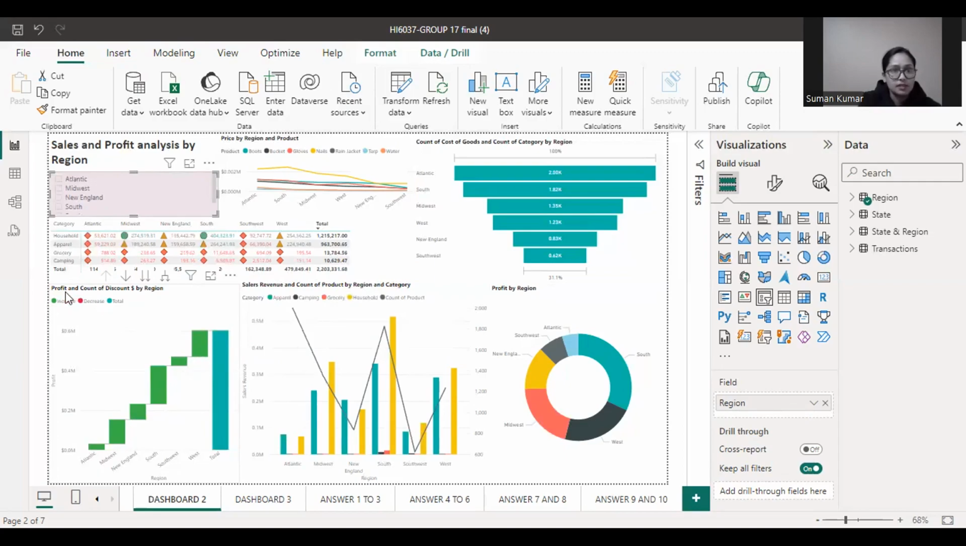So again, because we are taking the profit and count of discount by region here, you can see on the x-axis we've got region. Here we've got the profit in amount. So if we were to put all these together, it comes to the total value of the profits. And if I were to move my cursor down, the largest one, you'll see the region South has the most profit and the count of discount is 1823.